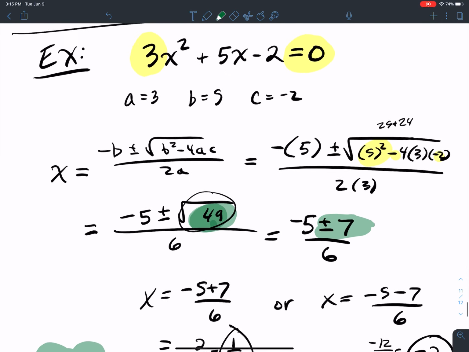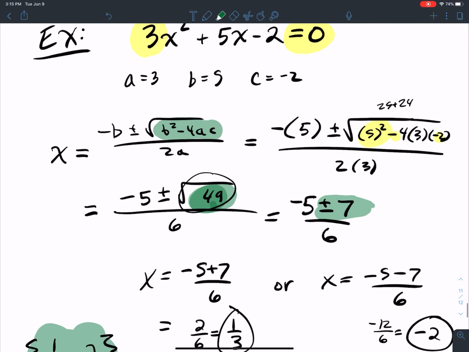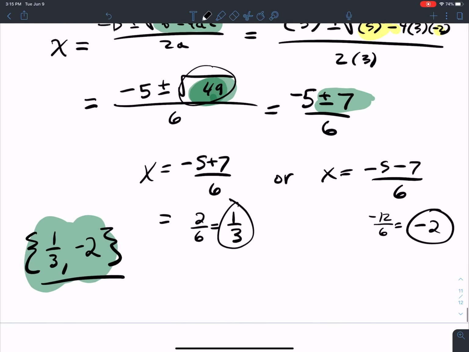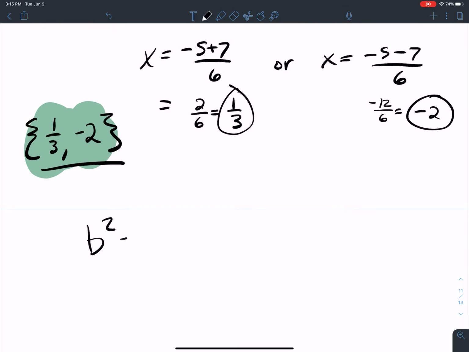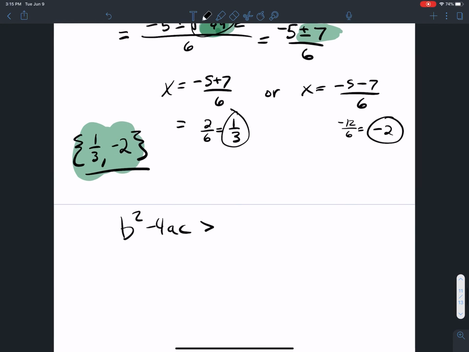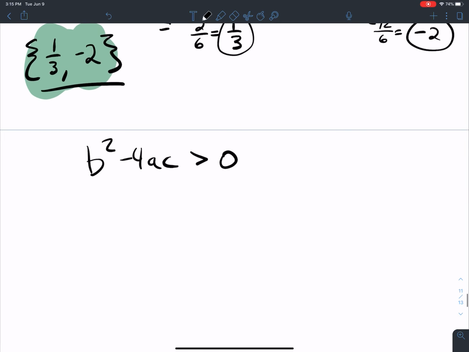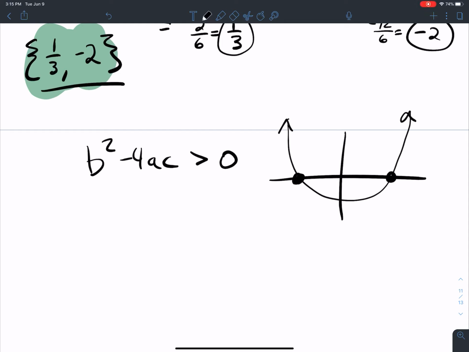So really, all we have to look at is this thing right here, and this thing has a special name: b squared minus 4ac. This is known as the discriminant. So if the discriminant, that thing inside the radical, is positive, greater than 0, what does that tell me? That tells me the quadratic equation, when I graph it, has two real solutions.